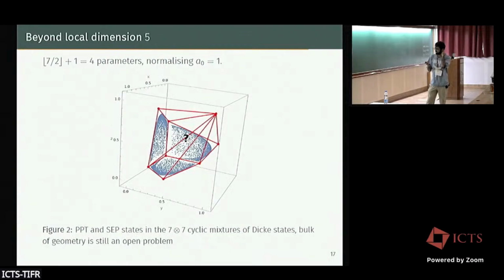And we have some partial results in d equals 7. On the facets, you have separable states. And you have the PPT cone, the PPT polytope, and you see there are PPT entangled states on the facets. But the bulk of the geometry is still open. We don't know what it looks like, but still you can see some PPT entangled states on the facets.